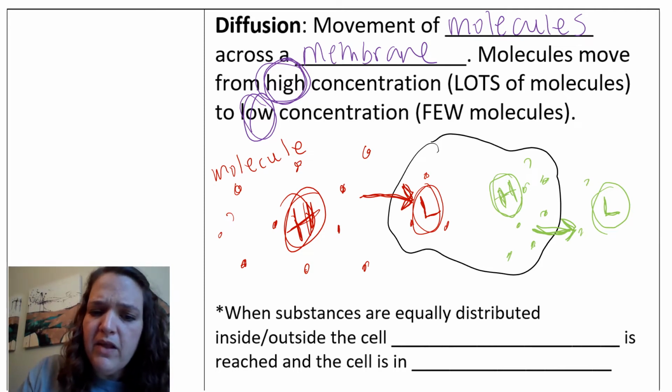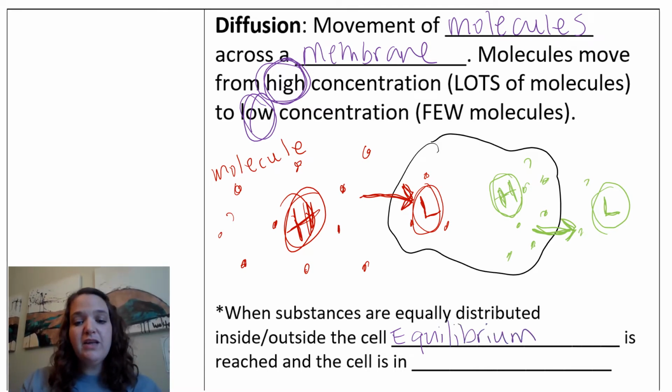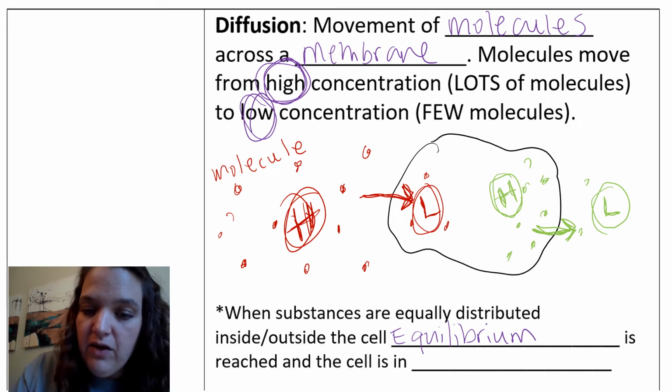I should change back to my other color. Equilibrium is reached, and the cell is said to be in homeostasis.